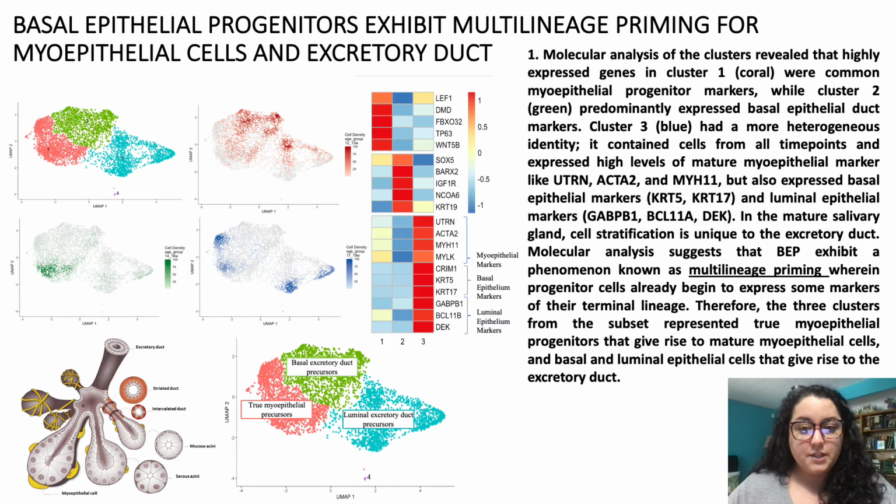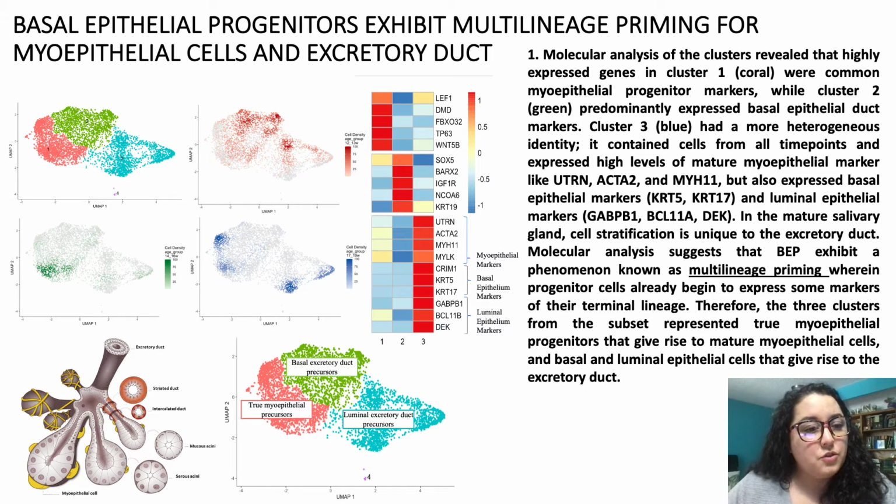When we looked at top gene expression for each of these clusters, we observed that in cluster 1, this pink cluster here, we had high levels of genes associated with myoepithelial progenitor markers, while in cluster 2, this green one here, we observed high levels of basal markers, so the outer edge of a stratified duct. However, cluster 3 was a little more heterogeneous, where we found luminal epithelial markers, so markers for the inner edge of the lumen. But we also observed some basal epithelial markers, as well as, most interestingly, some mature myoepithelial markers.